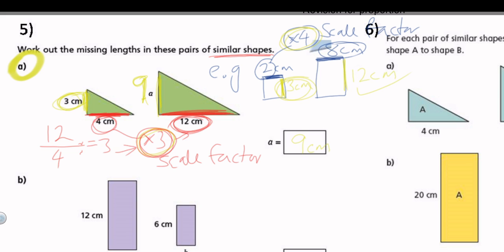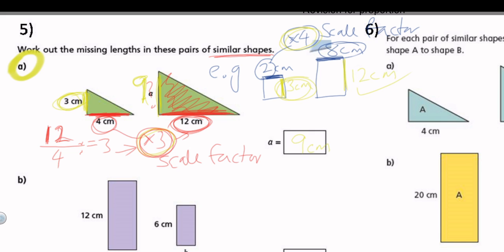Now, how do you know which number to put on the top and which number to put on the bottom? Well, the 12 goes on the top because it belongs to the shape with the missing side. That 12 over there belongs to this shape. The shape with the missing side there, that one there.